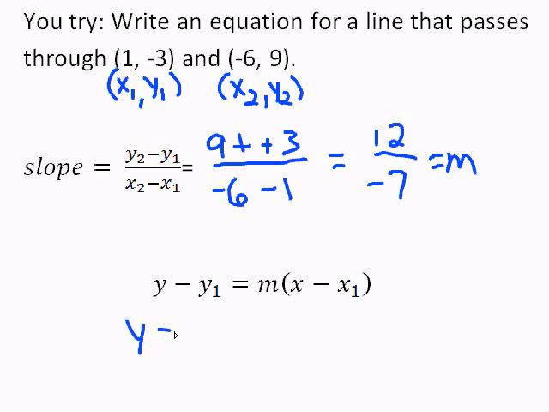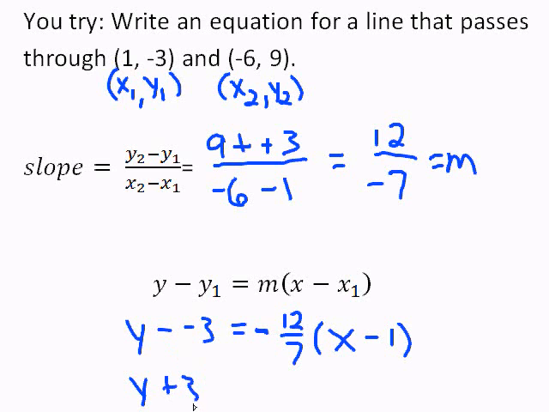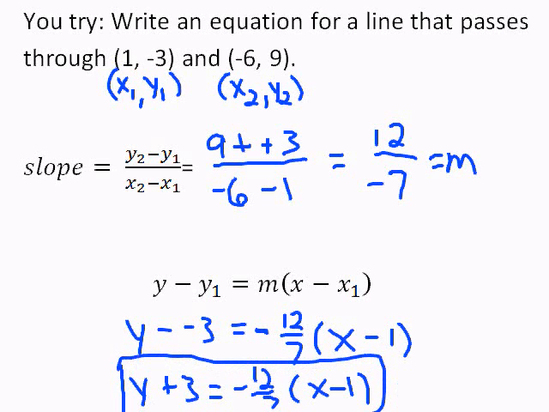So we can write our equation, y minus y1, which is negative 3, equals m, 12 over negative 7, which we can write as a minus out front, 12 over 7, x minus x1, which is 1. Simplifying, we get y minus negative 3, which is y plus 3, equals negative 12 over 7, x minus 1. And we've written the equation of a line in point-slope form given just 2 points.